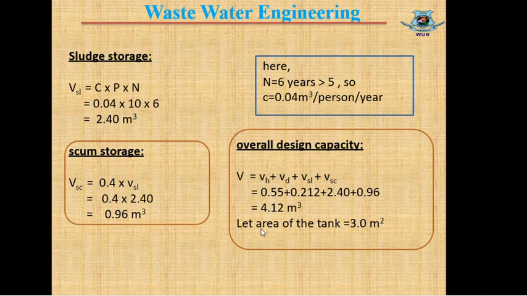But there is no definite or fixed provision for a double compartment septic tank. So normally we will select this surface area based on our construction area. So here let's assume the tank surface area will be 3 meter square, and using this surface area we will calculate the depth of the tank. We have calculated the volume here, and now we need to calculate the depth of the tank.